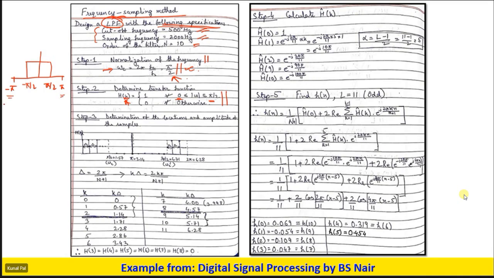Now consider the case. This total region is 2 pi. But in this case, when we will be doing the frequency sampling method, we go for the 0 to 2 pi region.